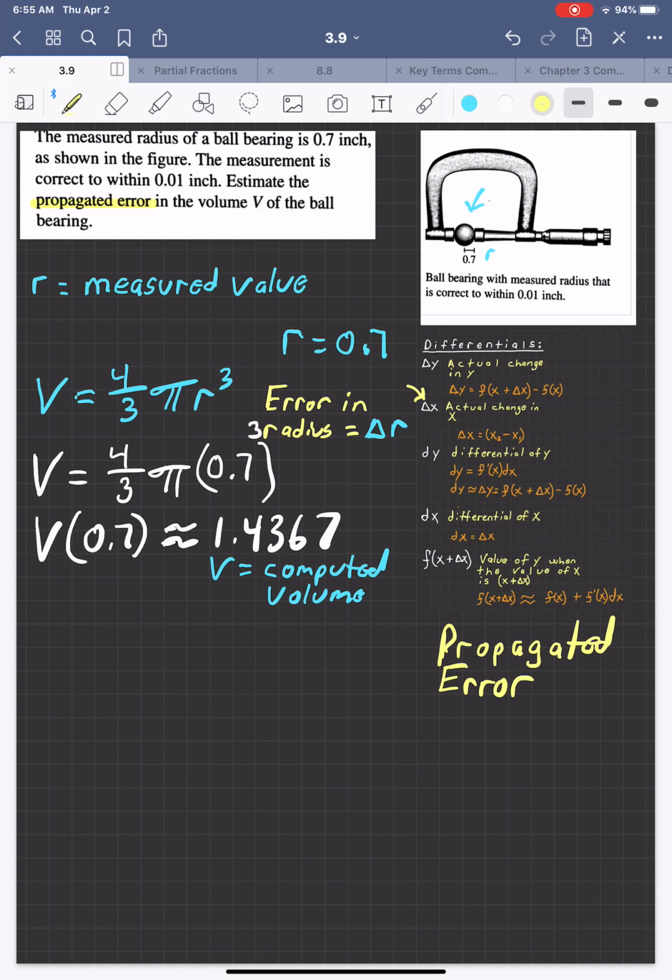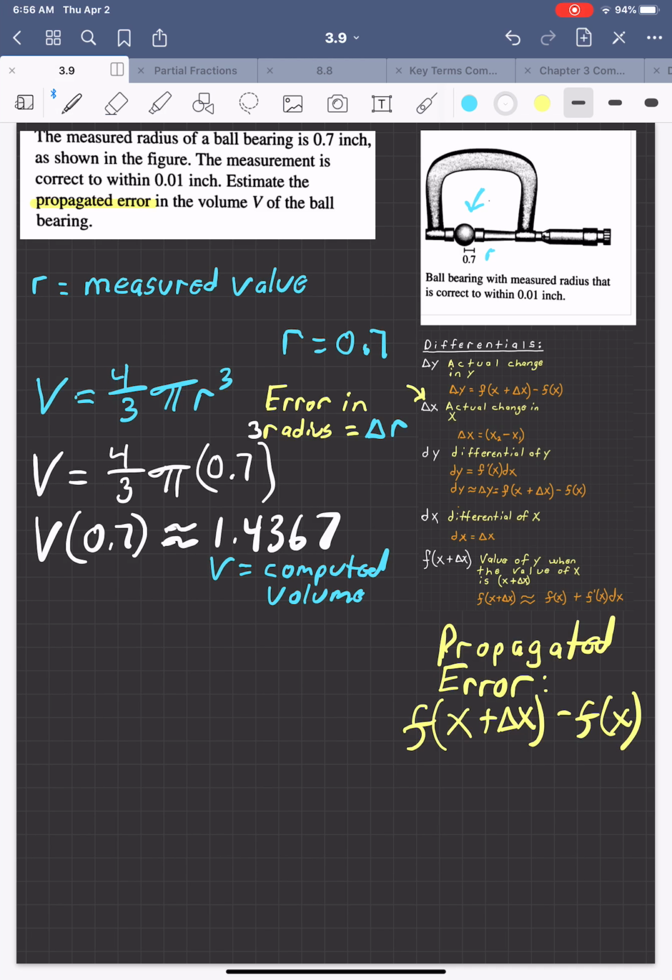All right. Well, the propagated error is the error in the volume for this problem. So let me write it. I'm going to use the f of x notation that I've been using with the formulas above. So this is the propagated error: f of x plus delta x minus f of x. That's what we mean by propagated error.